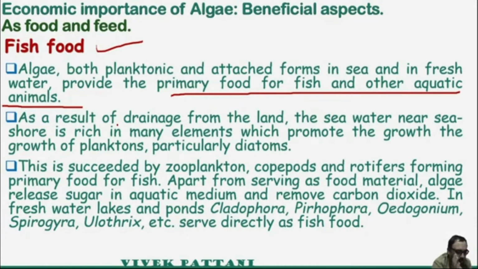Apart from serving as a food material, algae also release sugar in the aquatic medium and also remove carbon dioxide. In freshwater lakes and ponds, Cladophora, Pithophora, Oedogonium, Spirogyra, Ulothrix, etc. may serve directly as food.